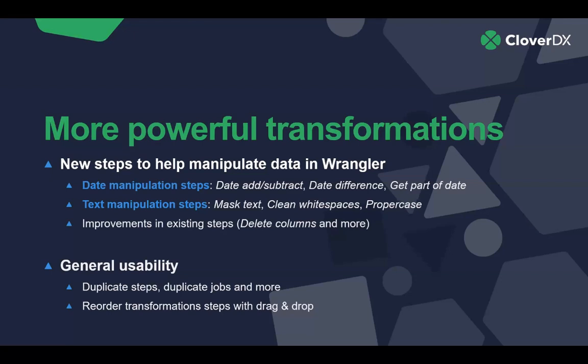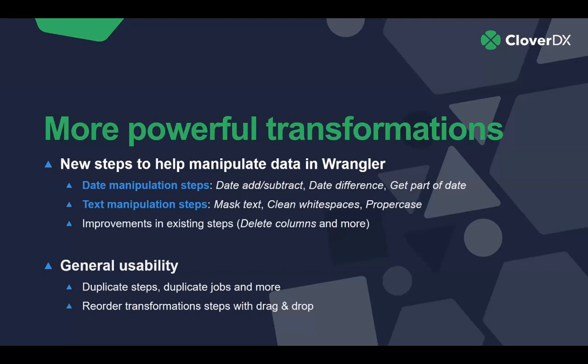Masking is an interesting step that we added. It's the first data anonymization step in Wrangler, which is something that we'll continue doing in future releases, and it can help you very easily hide data that you don't want to share with others. For example, you can mask parts of phone numbers or names and so on.